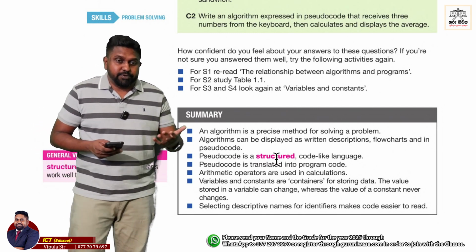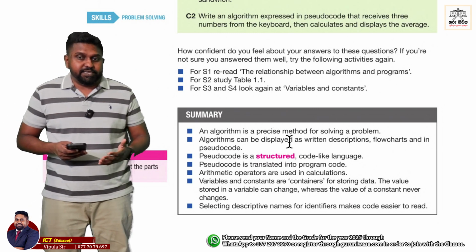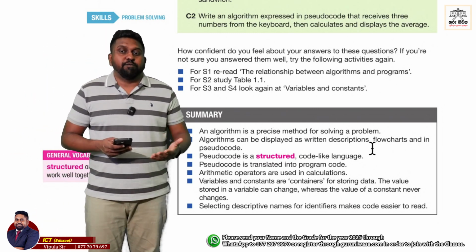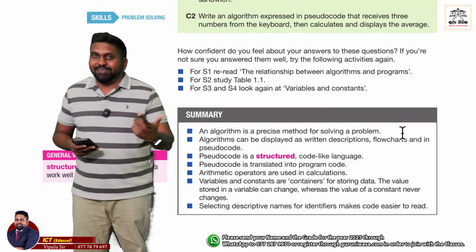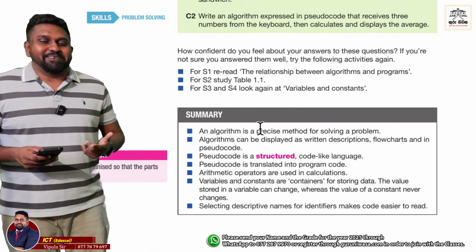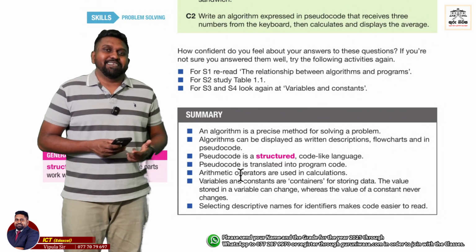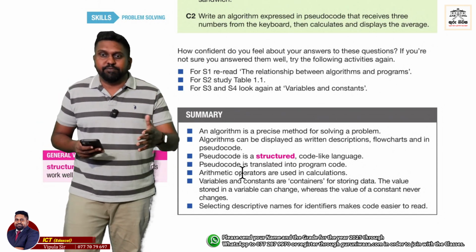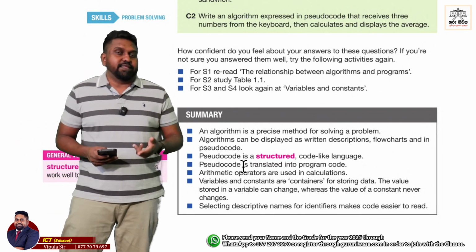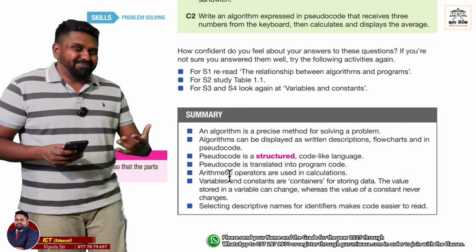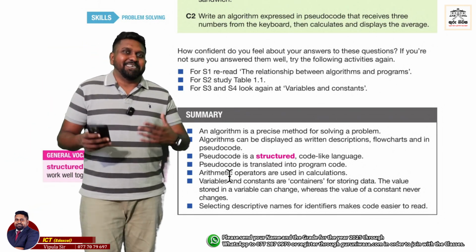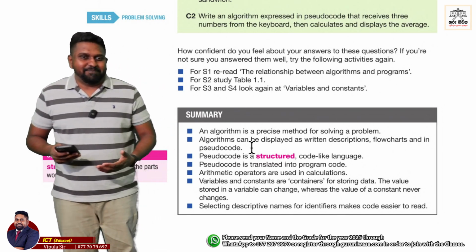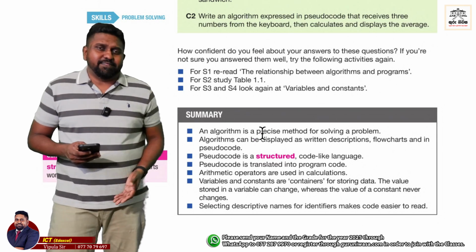Then also, algorithms can be displayed as written descriptions, flowcharts, and in pseudocode. So you have to highlight or write this down as well. When somebody asks you what is an algorithm, make sure that you say it's a precise method, but at the same time, to give a complete answer, you have to make sure that you mention this part as well. So that's about algorithms.